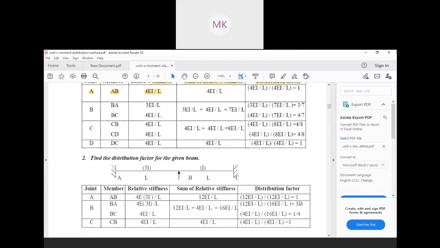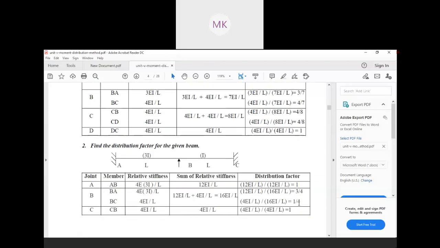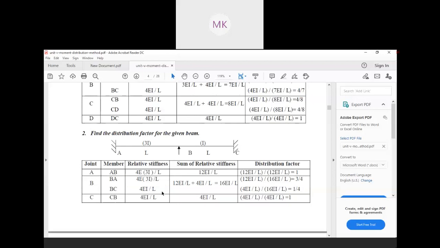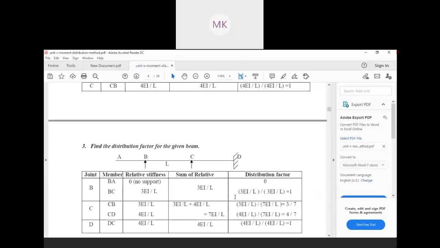So these are some examples of how we need to find the distribution factor and all these things. For a fixed end it is different, for a free end it is different. So remember that only this difference is there. As you see here, the moment of inertia is given differently for both the spans AB and BC. So as per that we are considering 3I and I. This is simple.